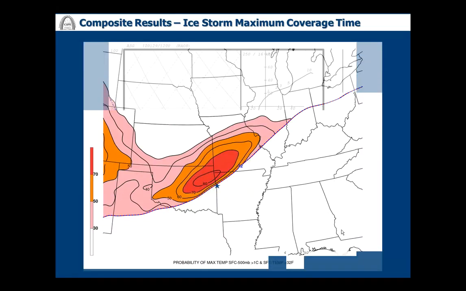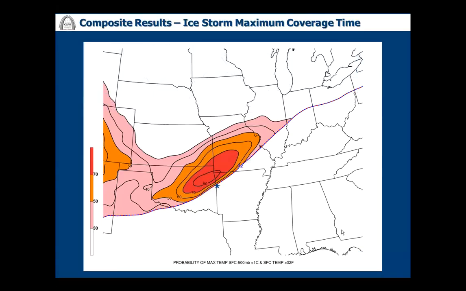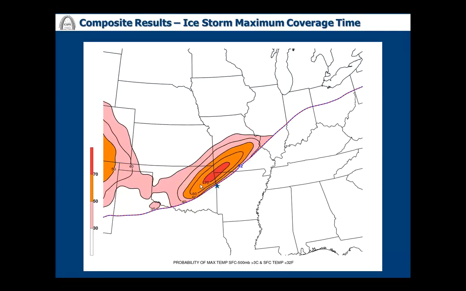Another thing we were able to do is probabilities based on the 20 composite events. This is a combination of looking at a max temperature in the elevated warm layer of 1 degree C or greater and a surface temp below 32. Most, 80%, of the events in this area had that criteria met. So there's most likely mixed precipitation going on with most of these events, as you have some partial melting and full melting occurring.